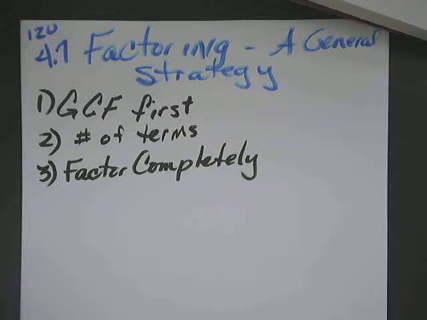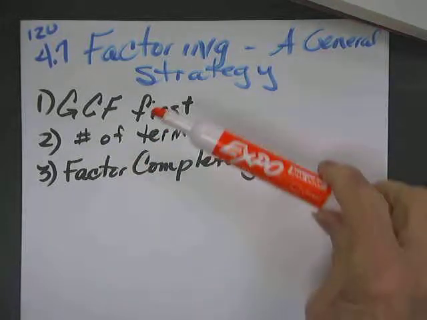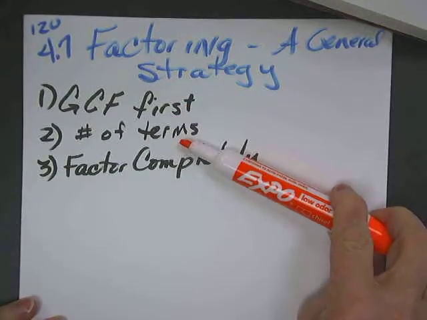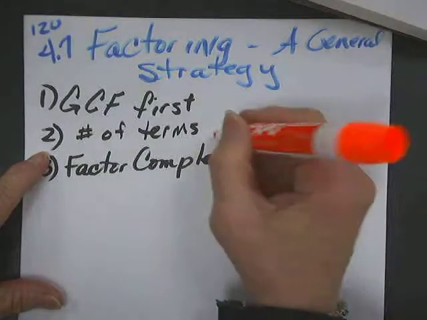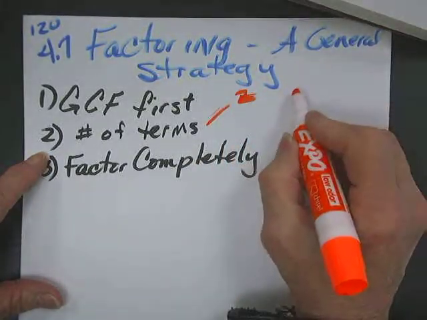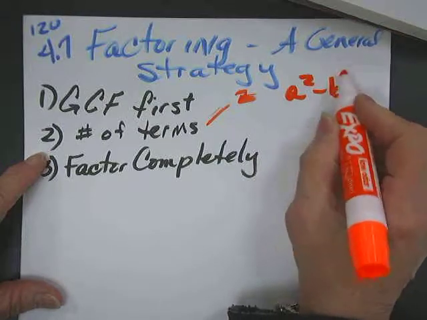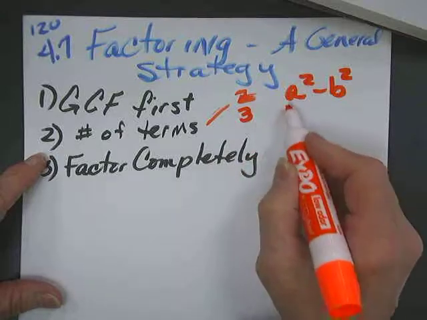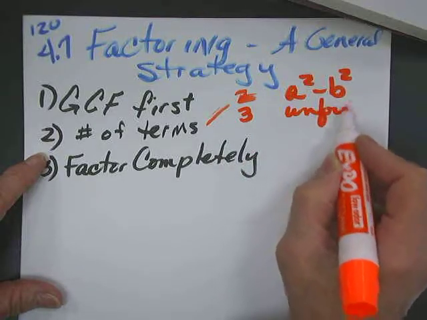4.7 is factoring a general strategy. So always remember you look for the greatest common factor first, and then you look at the number of terms. Remember, if there's two terms, you look for what? The difference of squares. A squared minus b squared, right? If there's three terms, you unfoil it.